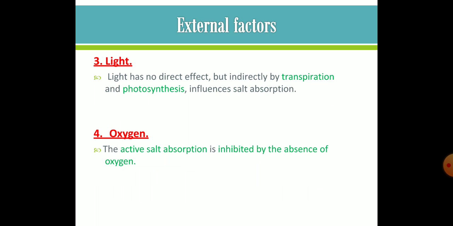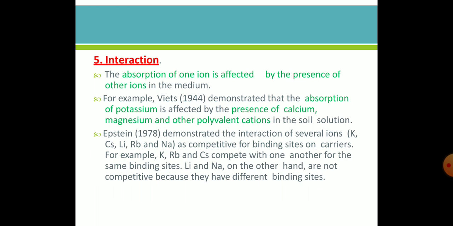The next one is light. Light doesn't have a direct effect, but indirectly it affects the transpiration and photosynthetic rate, and by that it influences salt absorption. The next one is oxygen. Active salt absorption is inhibited by the absence of oxygen. If oxygen is not there, active absorption will not take place in the plant.